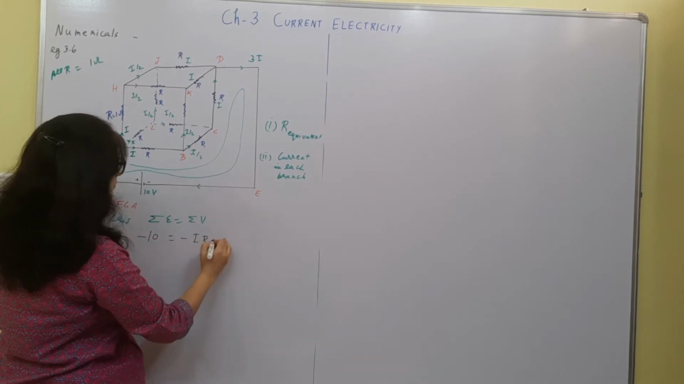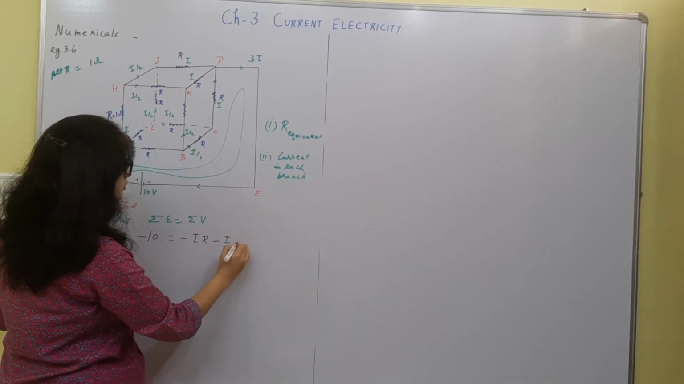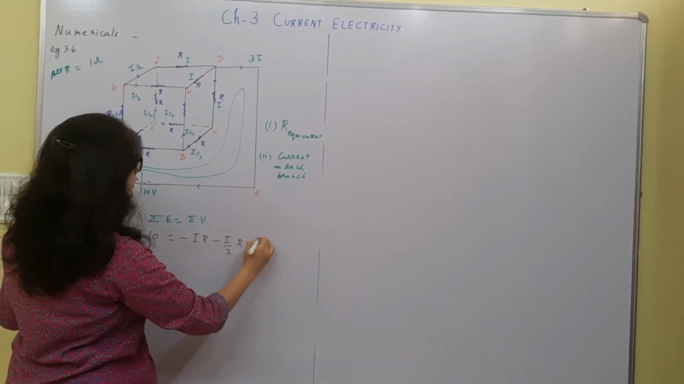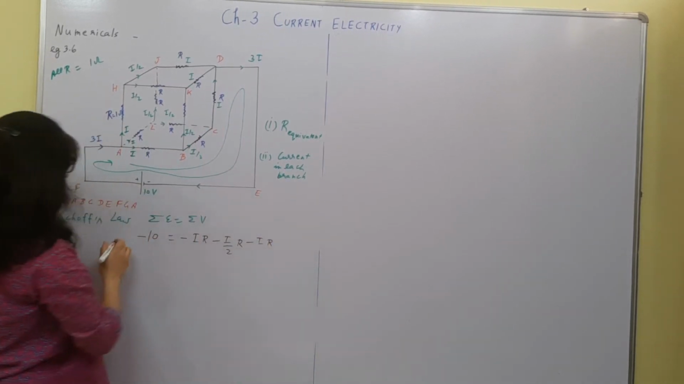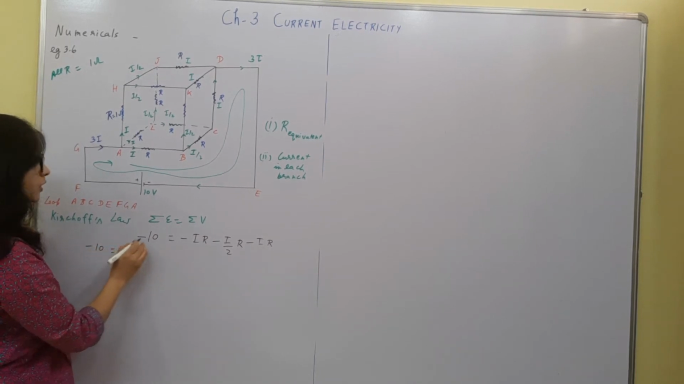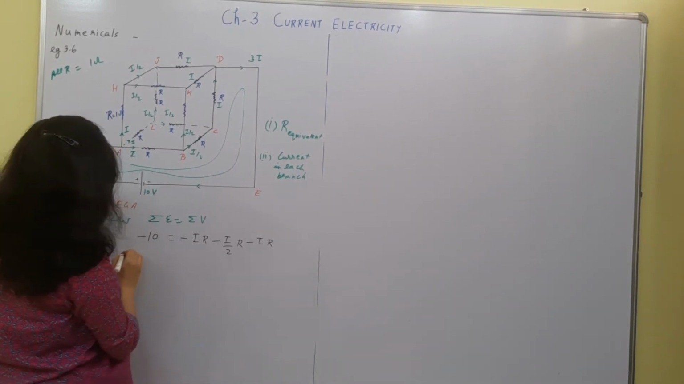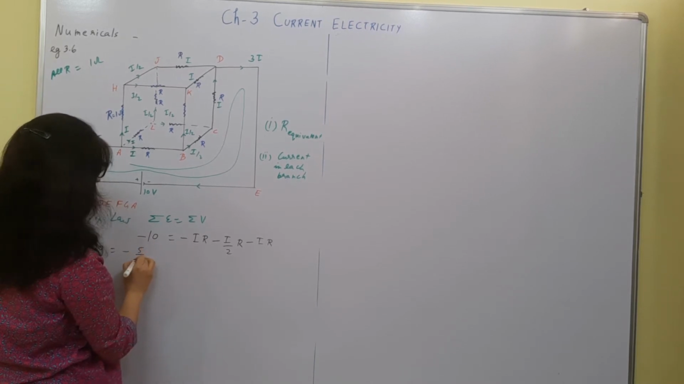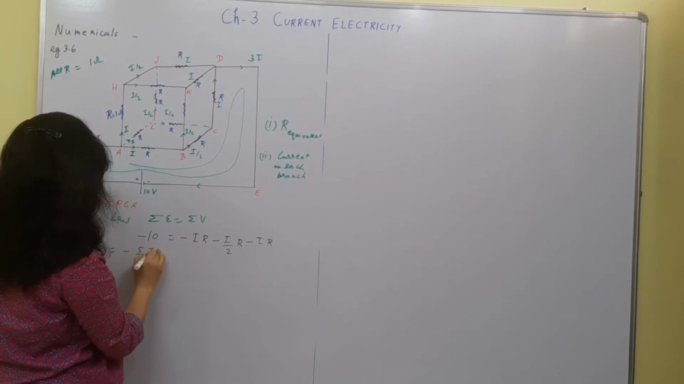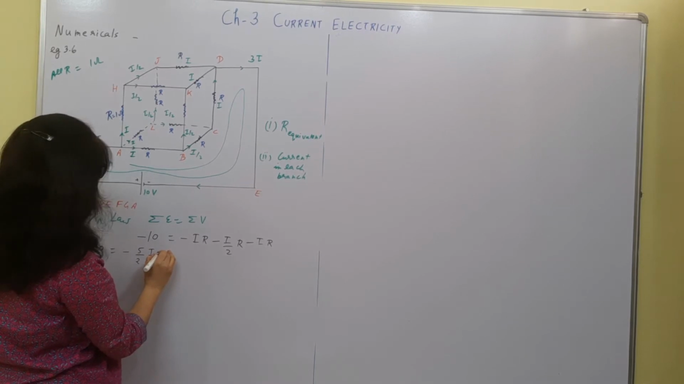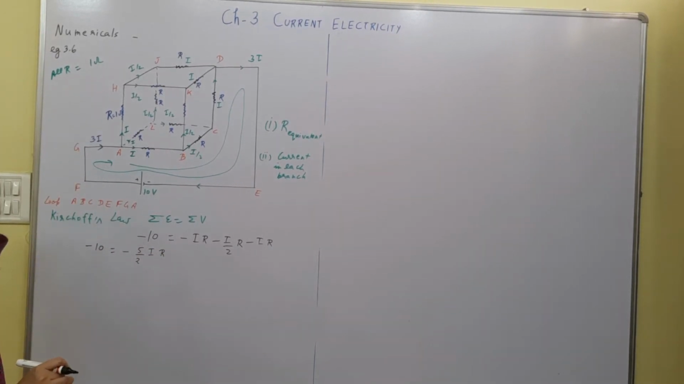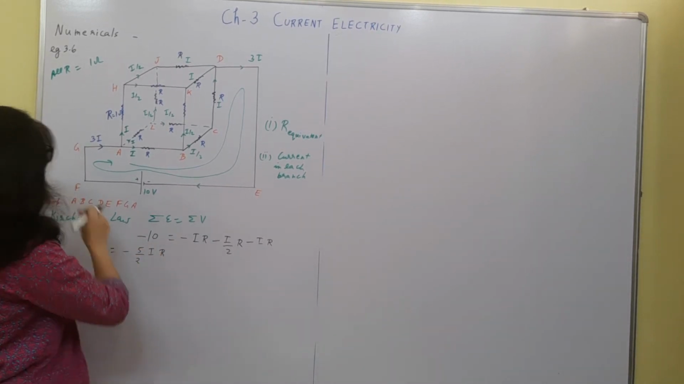For this branch I am taking minus I by 2 into R, because this is also clockwise, this is also clockwise, so this will be minus I into R. So this gives me minus 10 is equal to minus 5 by 2 I R, right? So this is the value of I into R.